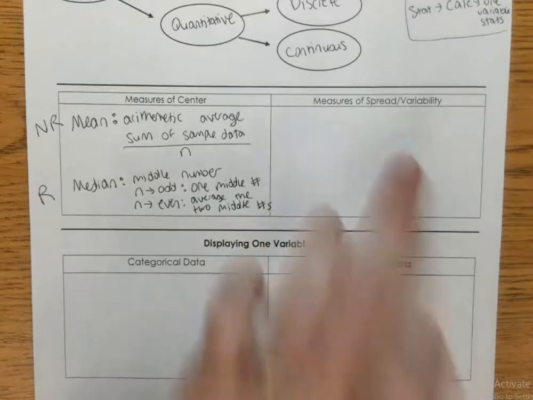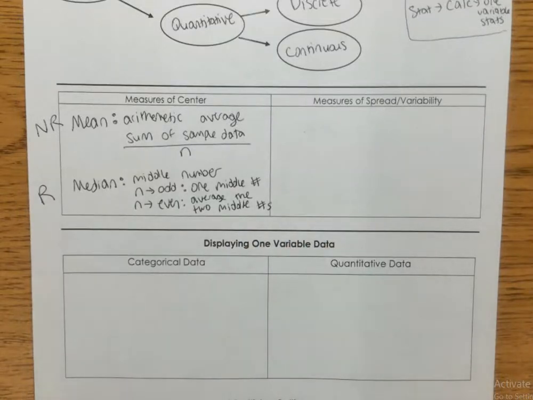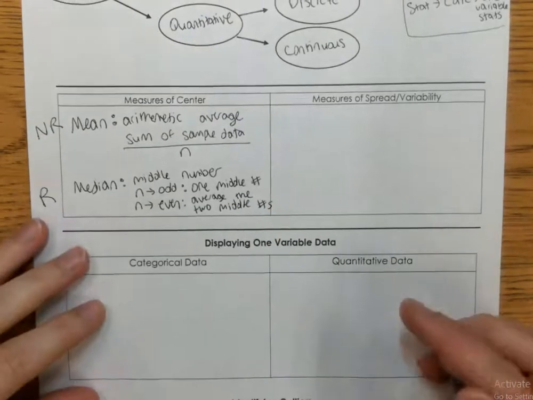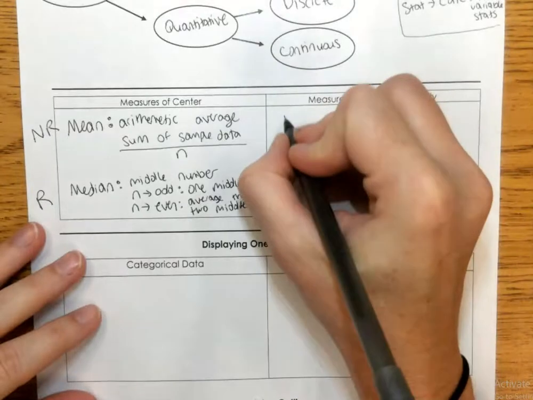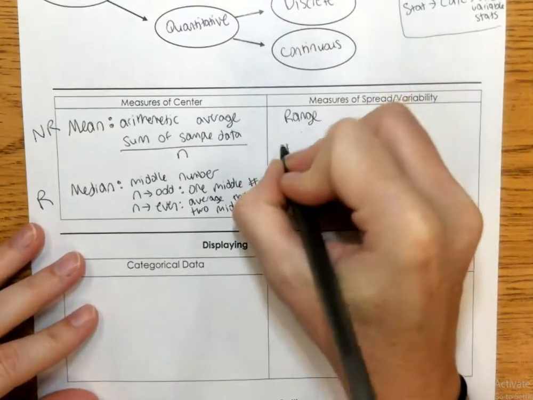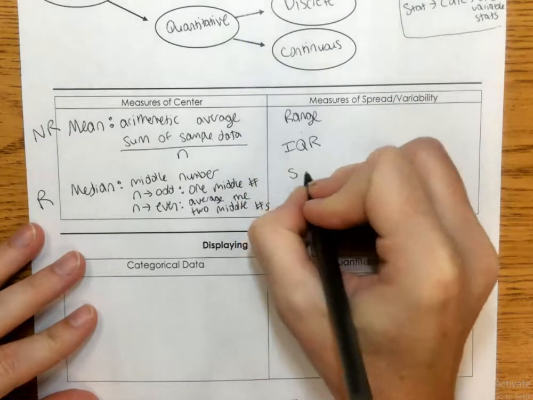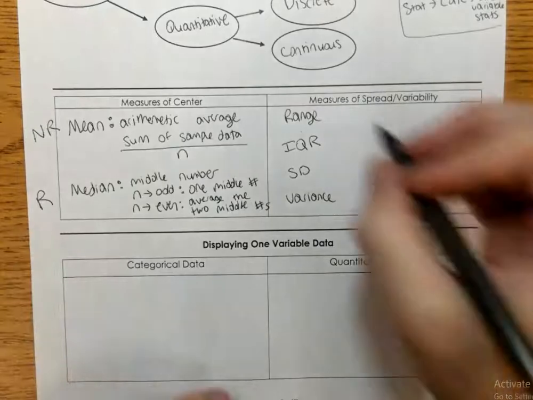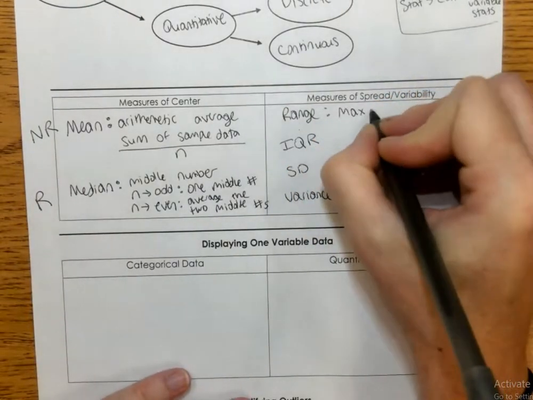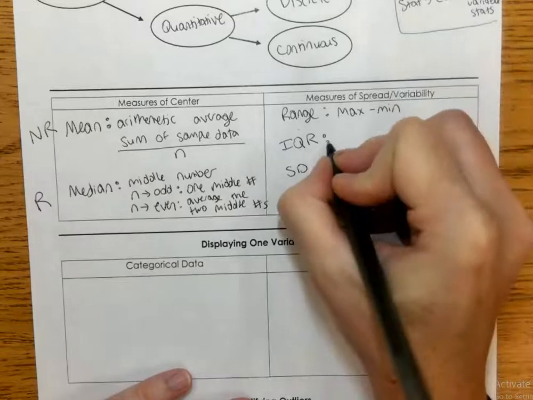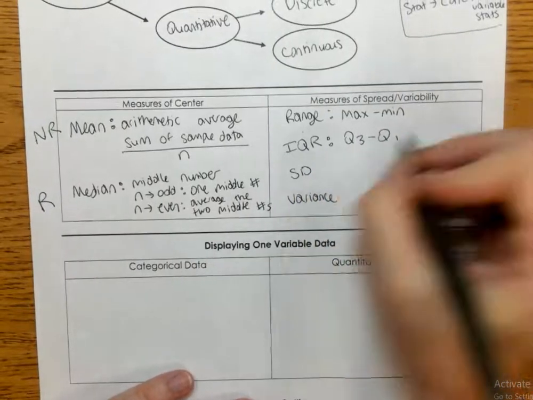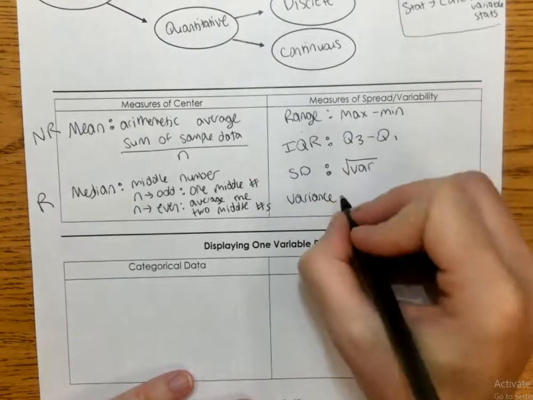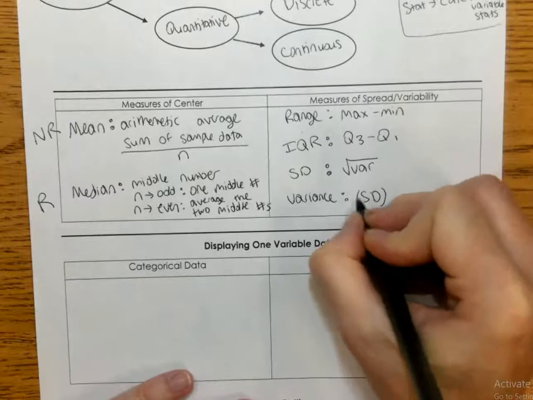All right. Can you remember our 4 measures of spread or variability? These words are interchangeable. They mean the same thing. All right. I hope you said range, IQR, standard deviation, and variance. All right, range is your max minus your min. IQR is your Q3 minus your Q1. Your standard deviation is the square root of the variance, and your variance is the standard deviation squared.